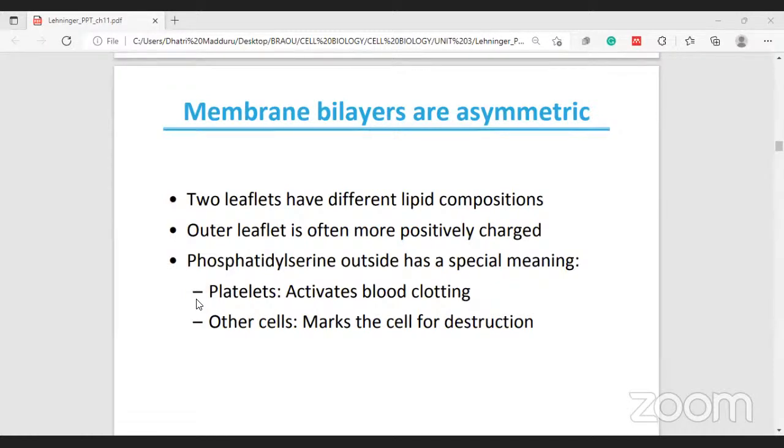When a cell has to undergo apoptosis, that is programmed cell death, the phosphatidylserine, which is present in the inner leaflet of the cell, will come to the outer leaflet of the cell. And this marks the destruction of the cell. So that is a signal. And if this happens in platelets, then the clotting of blood will be activated. So see how important the asymmetry is. If one lipid comes here and there, then completely the signaling will change. If somebody has any doubts?